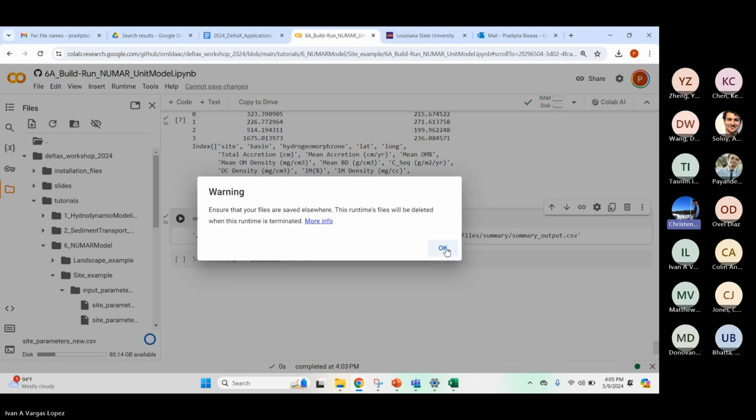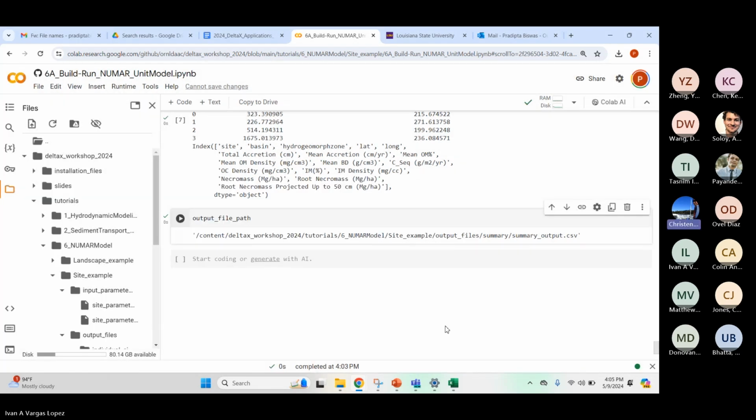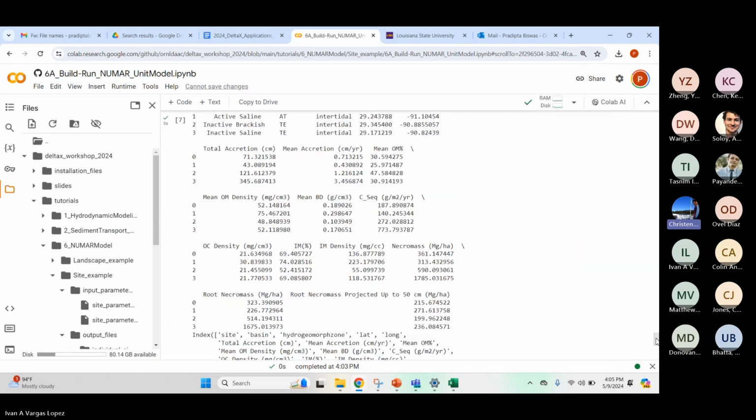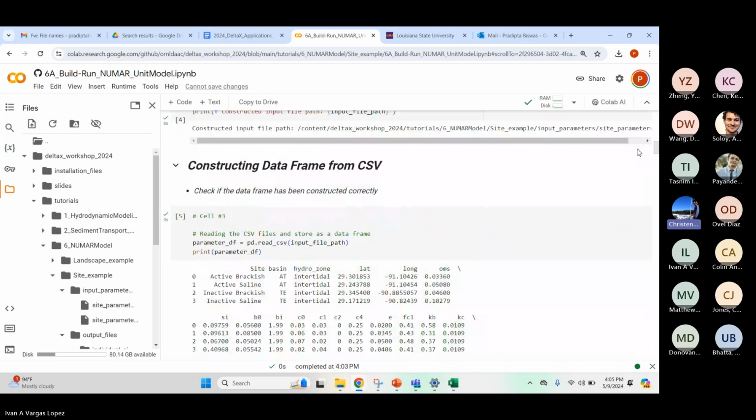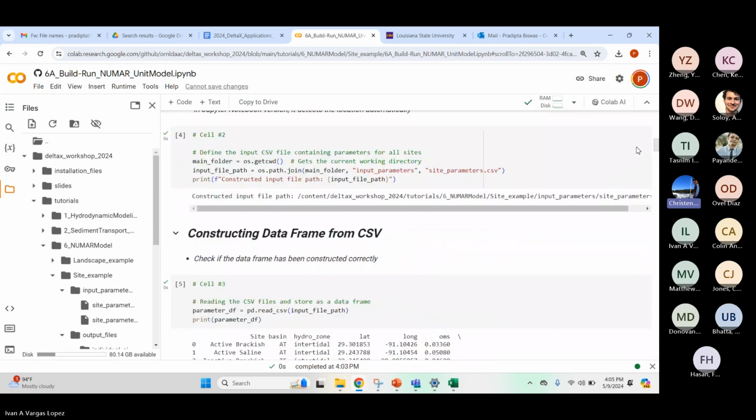It will give some warning. You have to hit OK. And that warning is saying that if you're using Google Colab, nothing you do there is saved unless you connect it to your Google Drive. So make sure to download anything you want to keep. That applies to all of the notebooks.